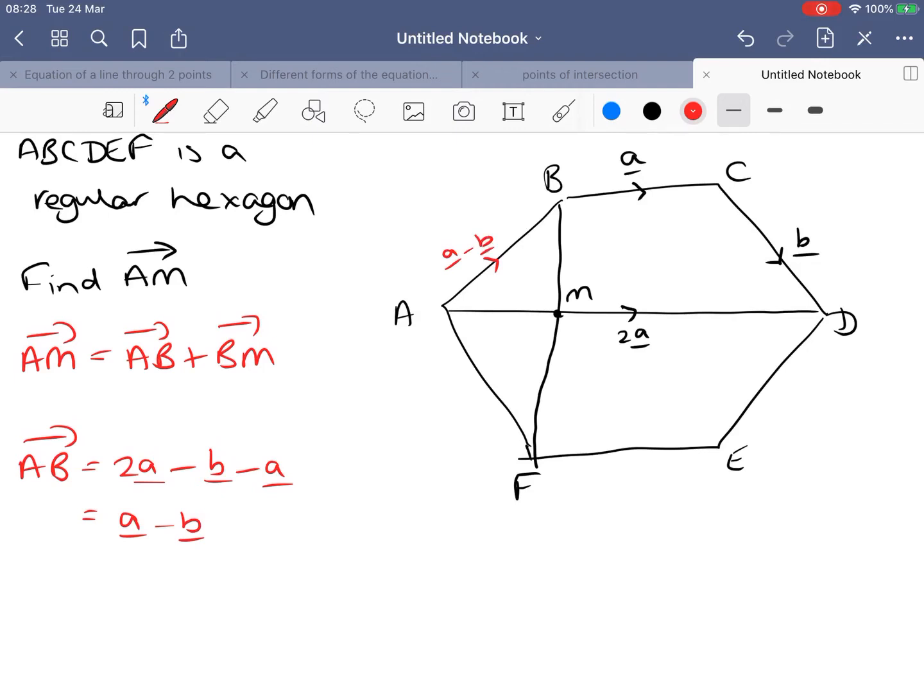Okay. Right, next bit. So we're going to go B to M. But because this is a regular hexagon, and again, I appreciate it's not drawn very well, hopefully you should be able to see that that point there is at the midpoint because of symmetry. Hexagons are symmetrical along that centre line, so that is going to be the midpoint. So in fact, BM is going to be a half of BF because you're just going halfway down the line. So we want to work out what our BF is.